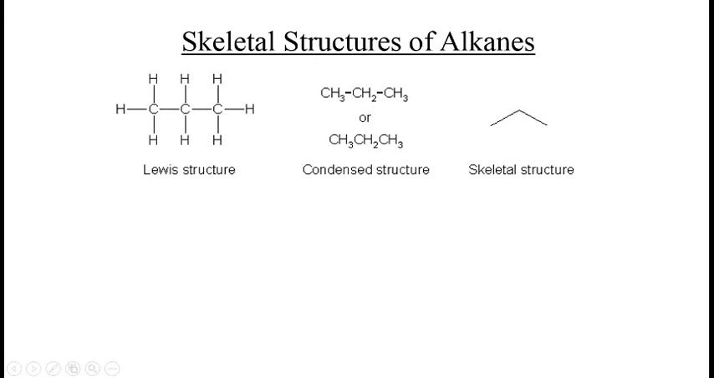A skeletal structure is one of many different ways to show the structure of a molecule. A skeletal structure is different from a Lewis structure, which shows all atoms and bonds. It is also different from a condensed structure, which shows the atoms but not specific bonds.